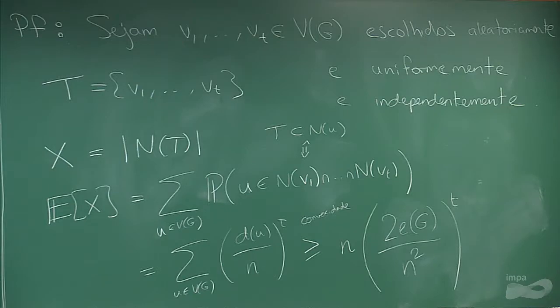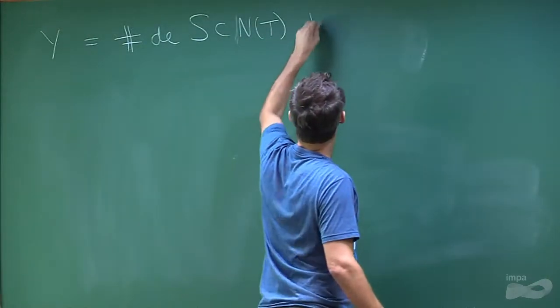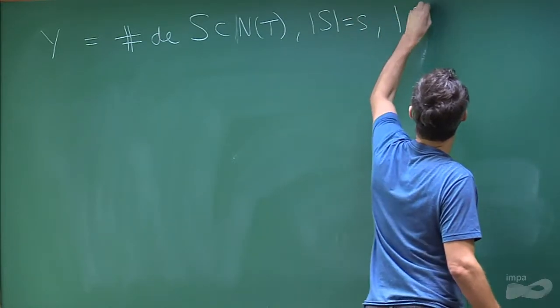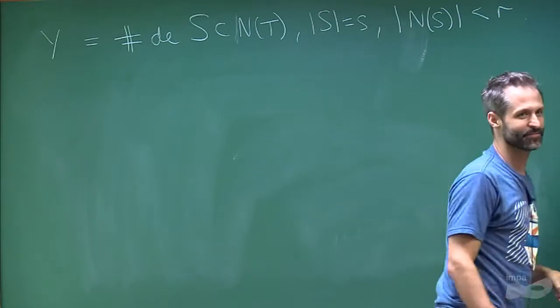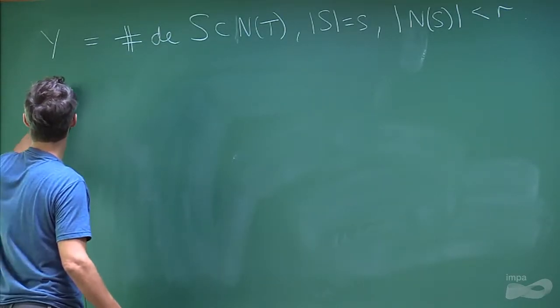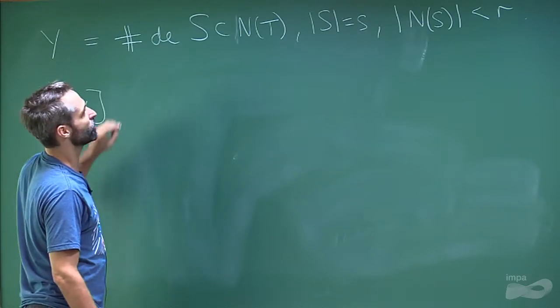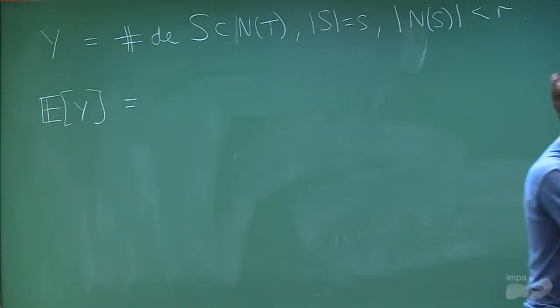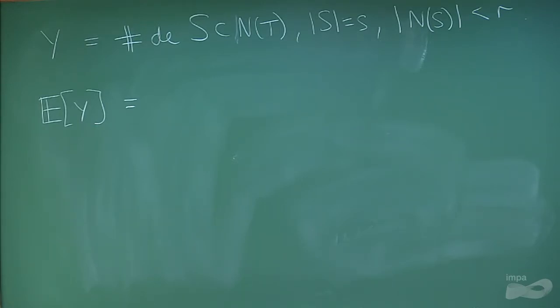Yeah, the bad things, right? Subsets of N(T) of size s, where N(S) is less than r. These are the bad s-sets. So what's the expected value of Y? And we want this to be small, right? Let's put equal for starters. This is even worse than the condition we want, because we want the intersection of all such neighborhoods to be greater than r. This is just the complement, right? N(S) is exactly this thing.